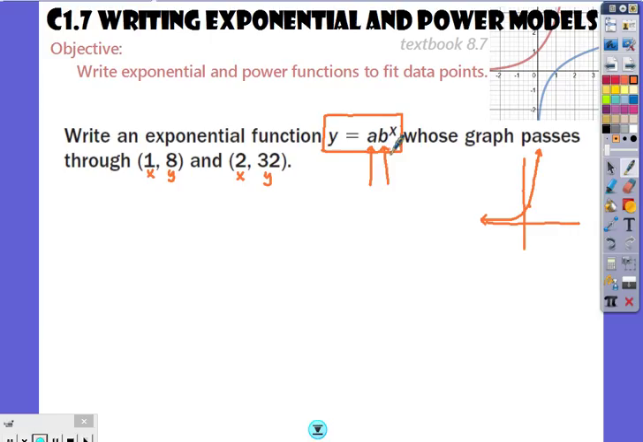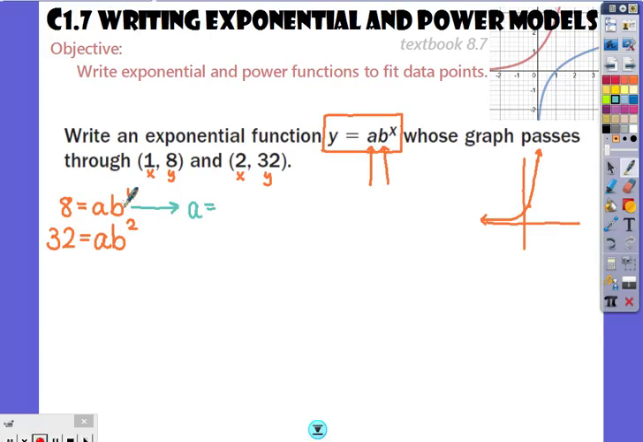So let's try this. So we know y is 8 when x is 1. We know y over here is 32 when x is 2. And so we have a system of 2 equations and 2 unknowns. The a and the b are the things we need to find out. And I like to do these with substitution. So here's how I like to do these. I like to, let's say, take the first equation and solve for a.